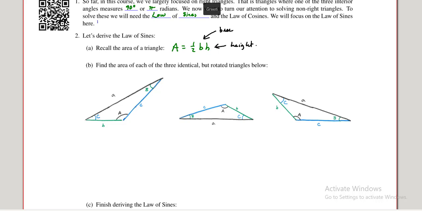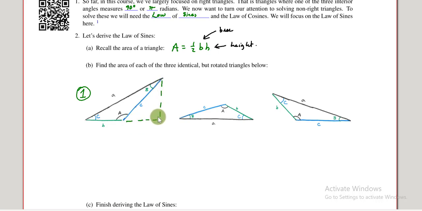Okay, so what I'd like to do here is find the area of each of these three identical triangles. And these three triangles, they are identical. You can check, at the best of my ability to draw them. And let's go ahead and find their areas. Okay. So for the first triangle, let's go ahead and number this. I'm going to number this as triangle number 1 here. And let's go ahead and find its area.